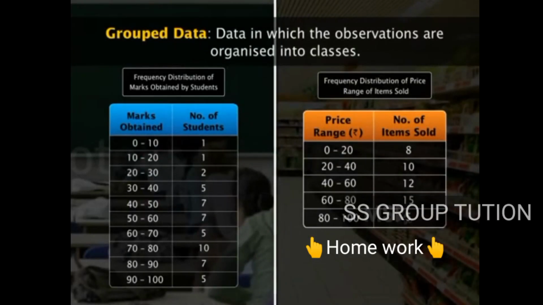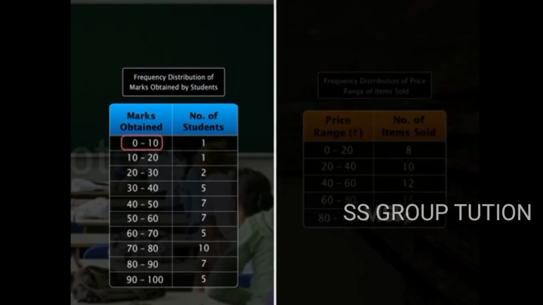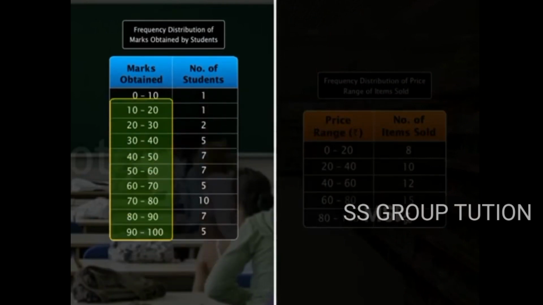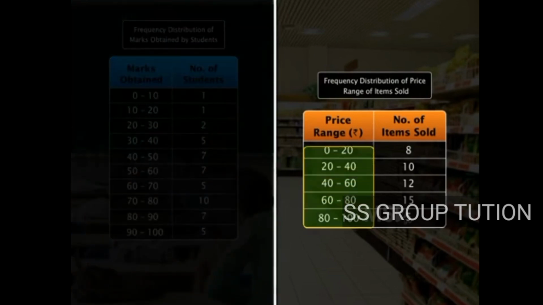Recall that in grouped data, observations are organized into groups called classes. When the data is large, then instead of listing all observations, we group the observations. For example, if we have the data of marks obtained in a test for 50 students, then we organize the marks into groups as 0 to 10, 10 to 20, 20 to 30, and so on. These groups are called classes. Similarly, if a store manager has to maintain the data of items sold and their prices, he or she can group the price and make the price range and then list the items under each category.